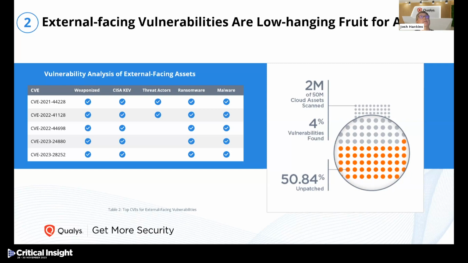And if you do the quick math, we just found that 51%, in other words, 2 million of the 50 million assets that are externally facing were unpatched. So 2 million externally facing assets were unpatched. That makes for very easy targets for the adversary.